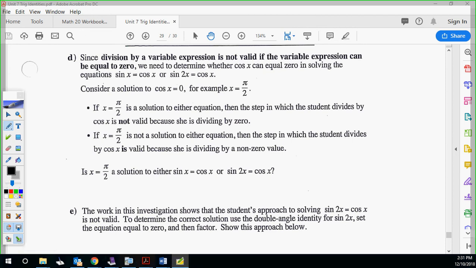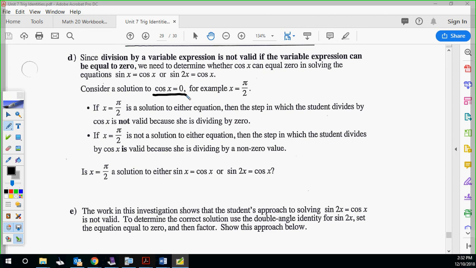So here it is. Since division by a variable is not valid if the variable expression can equal 0, we need to determine whether cos of x can equal 0 in solving the equations sin x equals cos x or sin 2x equals cos x. Consider a solution of cos x being 0, for example, pi over 2. We know that cos of x equals 0 at pi over 2. Well, if I plug pi over 2 into the first equation, what's sine of pi over 2? 1. What's cosine of pi over 2? 0. That's why that one worked. Pi over 2 was not a solution that worked in the original.